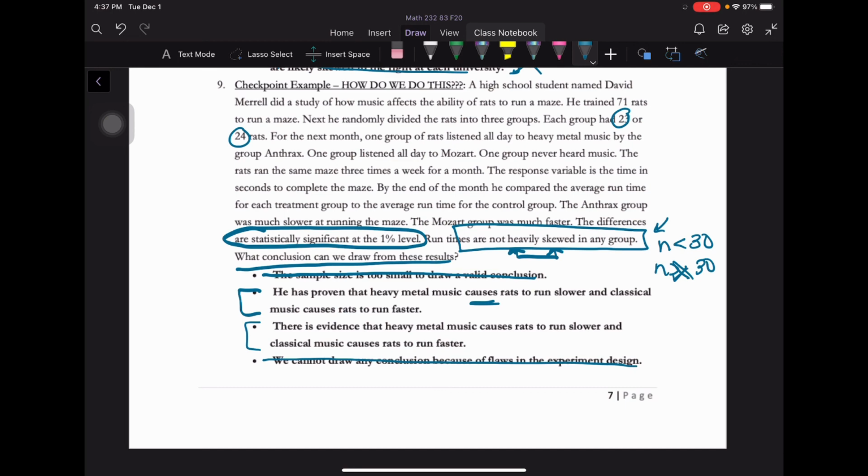So right now, it's proven versus evidence. We can't say that he has proven for sure. We can say that there's evidence for the claim here. So there's evidence that heavy metal music causes rats to run slower while classical causes them to run faster. So this is the better statement because remember, it's all about the wording. Now we're going to hop over to StatCrunch and show the calculations that we did in this module.